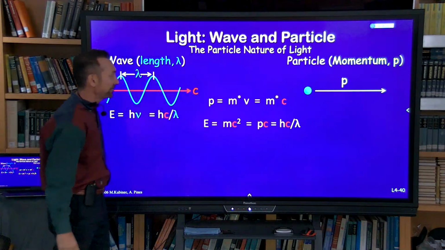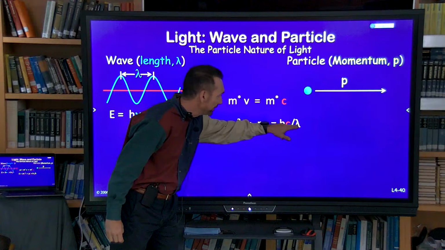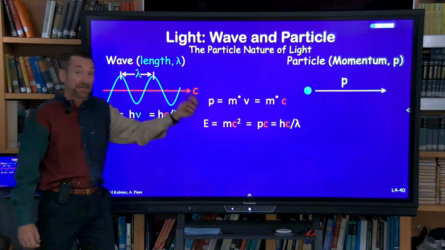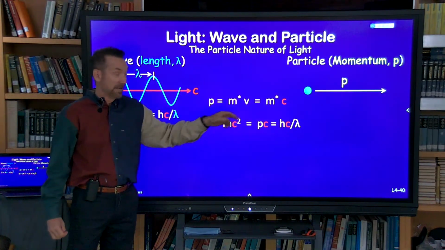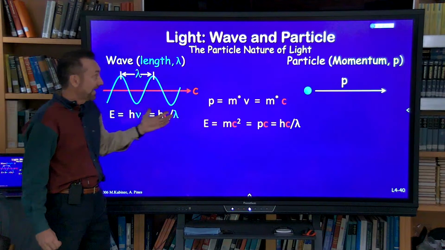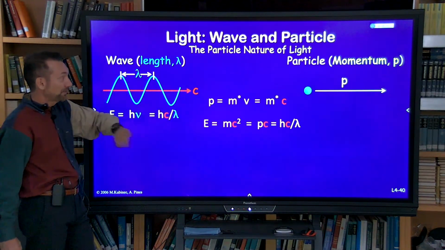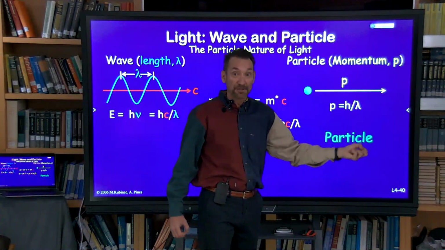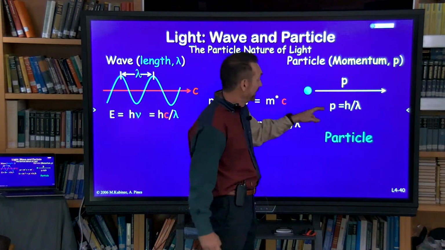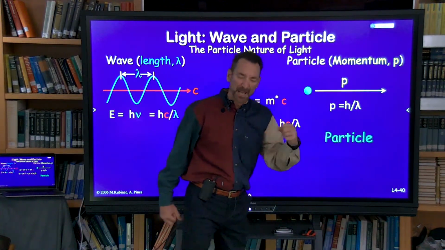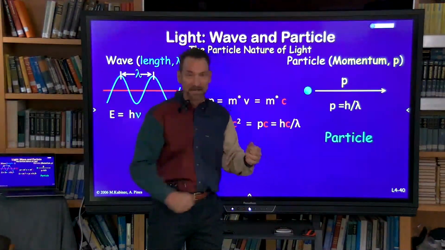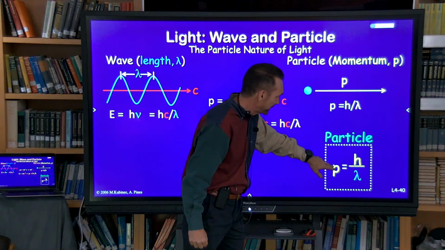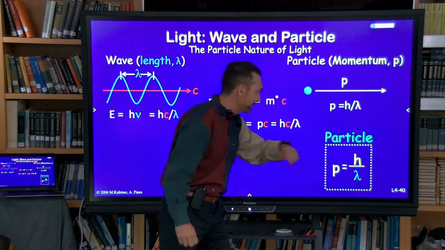Now the c's cancel, and I see the momentum is related to the wavelength, just like we would have expected, because we expect the energy to be related to the wavelength. So that is kind of a remarkable result. That says that the momentum of these little particles that we can't see is dependent on its wavelength. And we had that feeling because its energy was dependent on its wavelength. So in the particle description, we say the momentum is h, Planck's constant, over the wavelength.